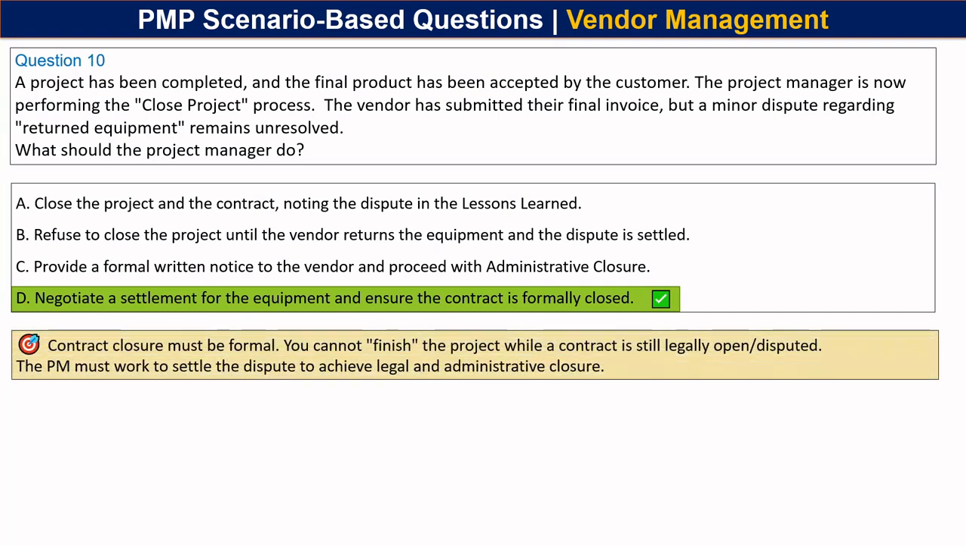Contract closure must be formal. You cannot finish the project while a contract is still legally open or disputed. The project manager must work to settle the dispute to achieve legal and administrative closure.